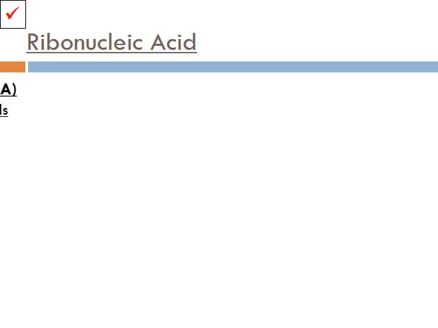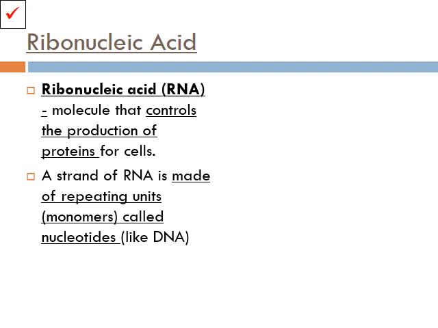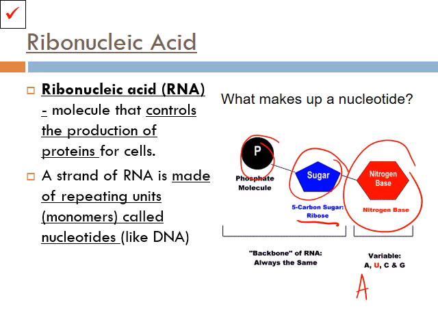So, ribonucleic acid, also known as RNA, is the molecule that controls the production of proteins for cells. Now, RNA is a strand of repeating units or monomers called nucleotides, just like DNA. And if you think back, a nucleotide is made up of three components. We have a phosphate, we have a sugar, in this case the sugar is ribose, and we have a nitrogen base. So, we have adenine, just like we did in DNA, but now we introduce something new: the letter U for uracil. We also have cytosine and guanine. But we'll get to that in a little bit.